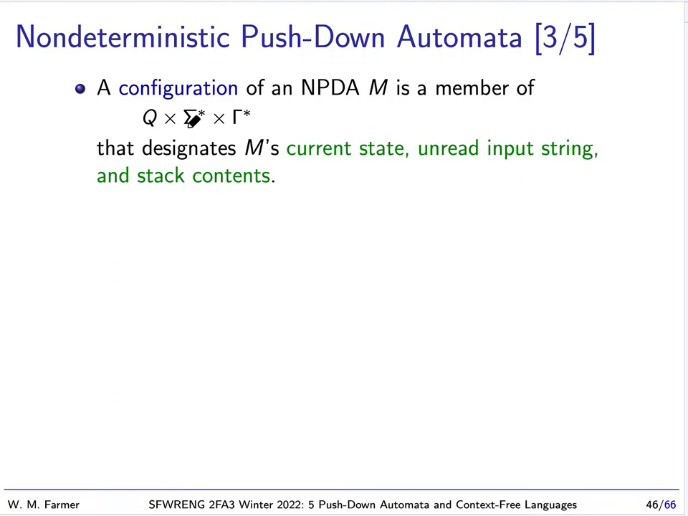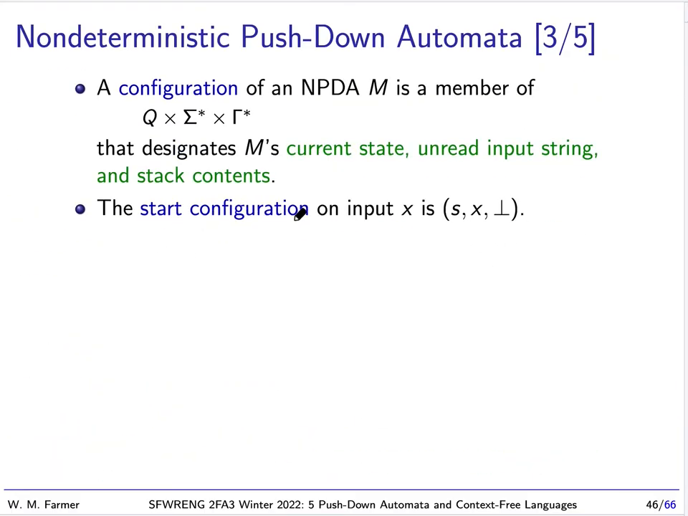So we can say a configuration then of one of these machines is the state we're in, the string we have yet to read, and the contents of the stack. That's a configuration. So as the machine is working, we are going from one configuration to another. So this is a current state, the unread input string, and the stack contents.